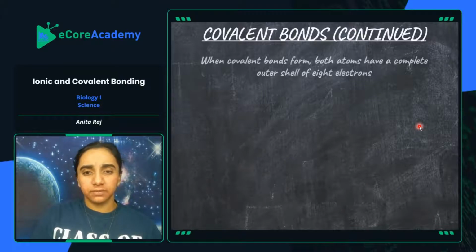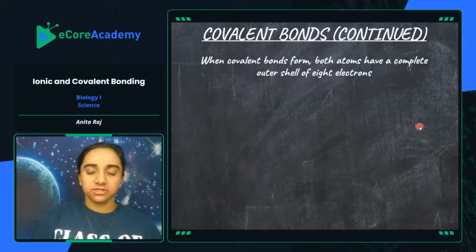So let's continue with covalent bonds. When covalent bonds form, both atoms have a complete outer shell of 8 electrons, like we talked about.